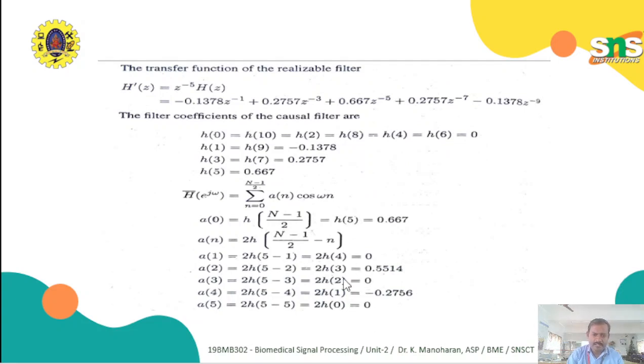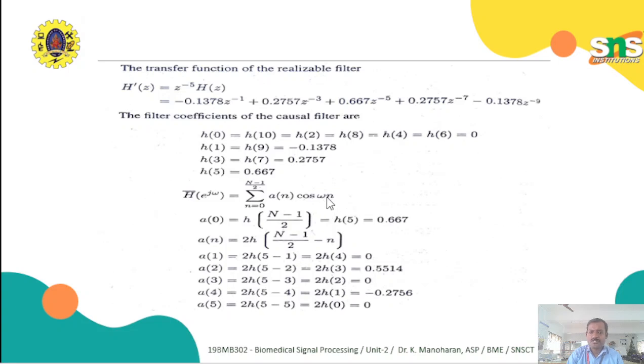Look at the actual expression. So we have this a of 0 value, and then we have a of 2 value, and then we have a of 4 value. So the actual expression we get is h bar of e power j omega equal to, first value a of 0, this is 0.667, and then we have a of 2, 0.5514 into cos 2 omega, and then minus 0.2756 into cos 4 omega.